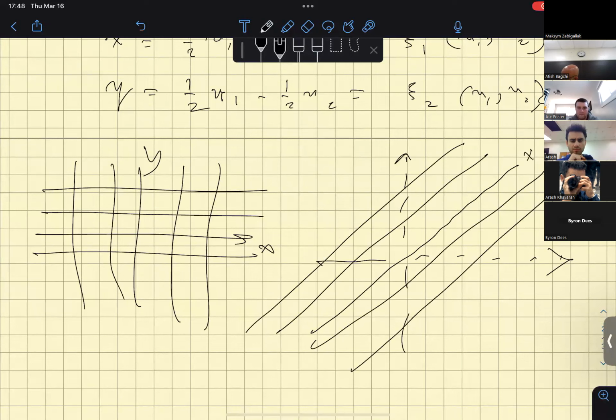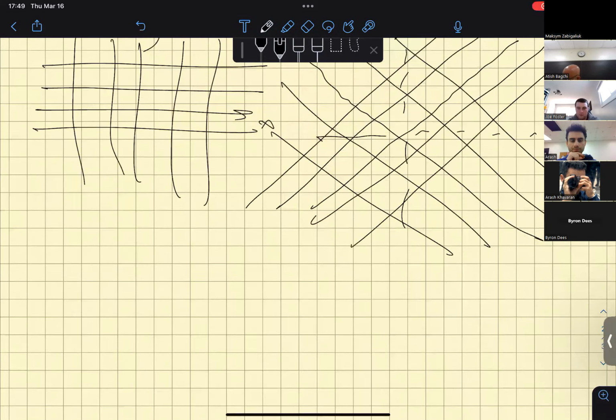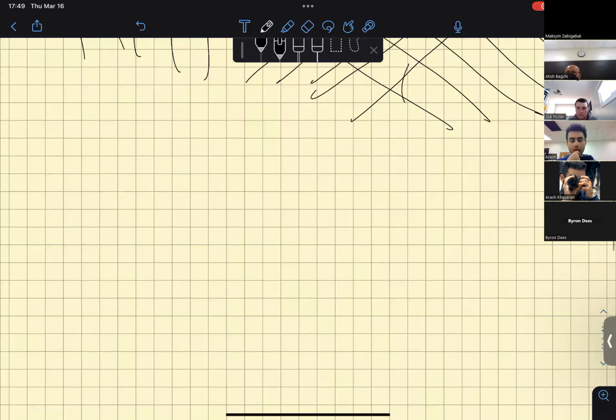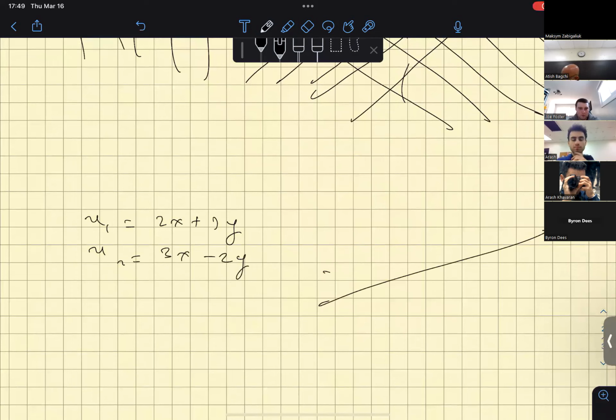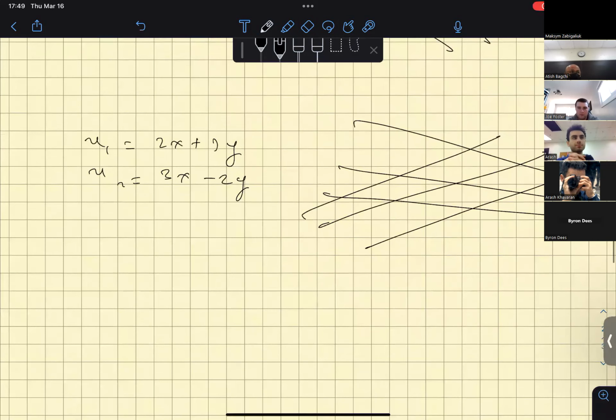This is, for example, x minus y equal to a constant: 0, 1, minus 1, etc. And the other set is like this. This is an orthogonal system. But if I took the equations to be not these but something else, like u1 equal to 2x plus 3y and u2 equal to 3x minus 2y, then the grid lines will be at an angle. So then it is not orthogonal.